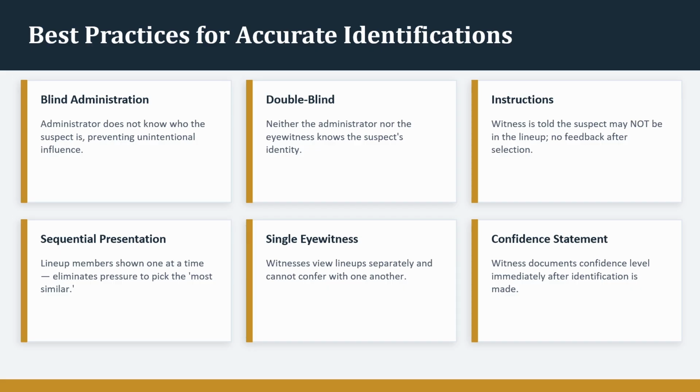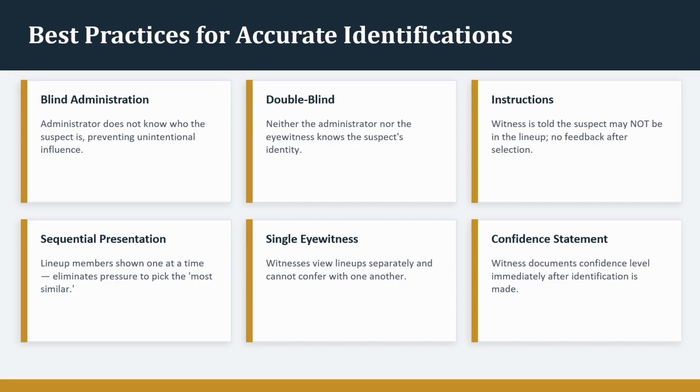Fifth, witnesses should view the lineup individually. Multiple witnesses should never be allowed to confer with one another, and no witness should be told how another witness has responded. We saw earlier in the chapter the powerful effect that suggestion can have on memory. The Beltway sniper case, where dozens of witnesses reported seeing a white van because they heard other witnesses say it, is a vivid example of this contagion effect.